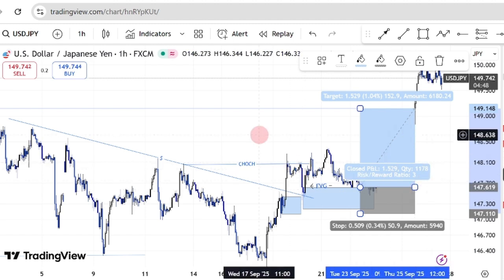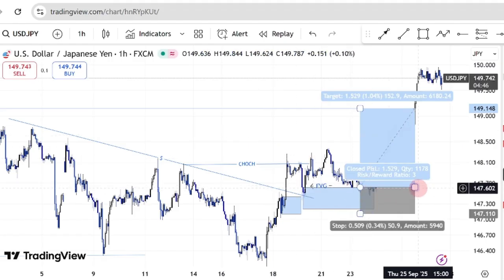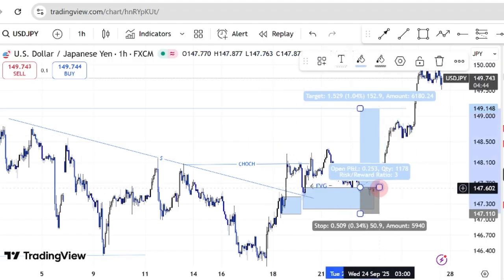So now, what are we expecting in the coming days for USDJPY? That is the most important thing.